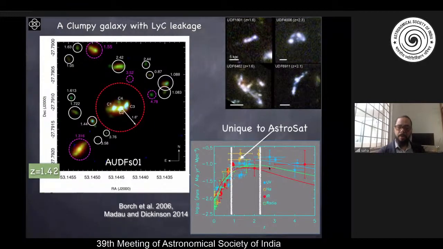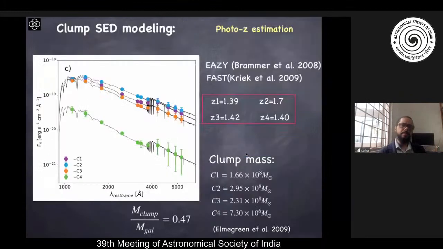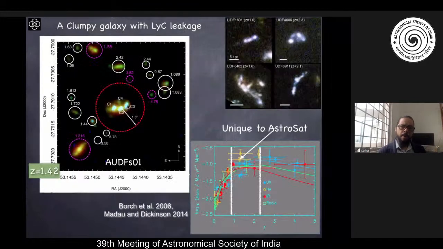And this is where the cosmic star formation rate had its peak. So this is an interesting area where we should detect more and more such galaxies, perhaps. And there was a lot of groundwork to basically qualify, because the question is how do you know all these 4 clumps are part of the galaxy, and also that they belong to the same redshift.